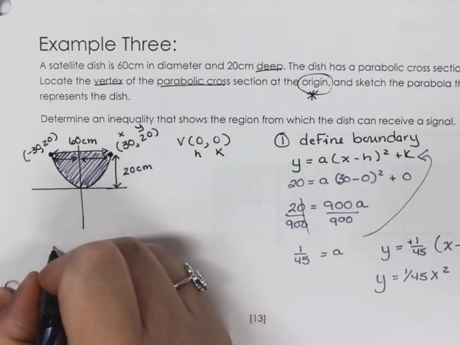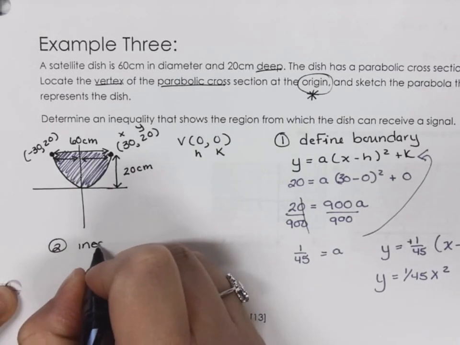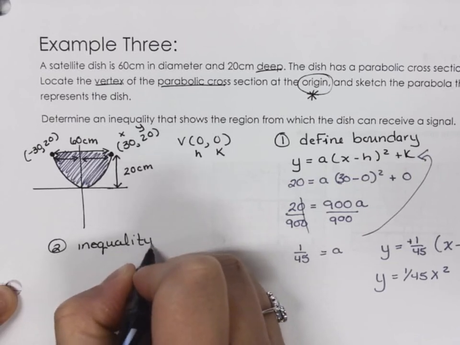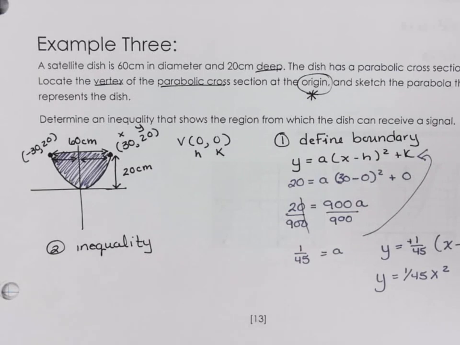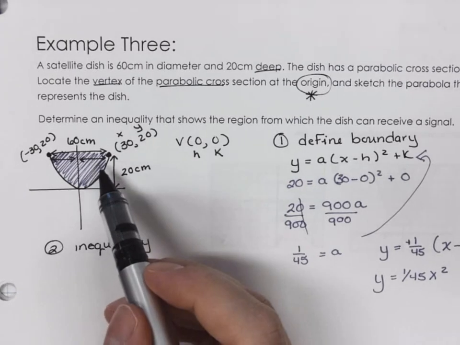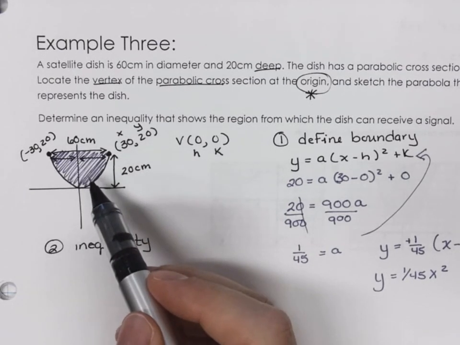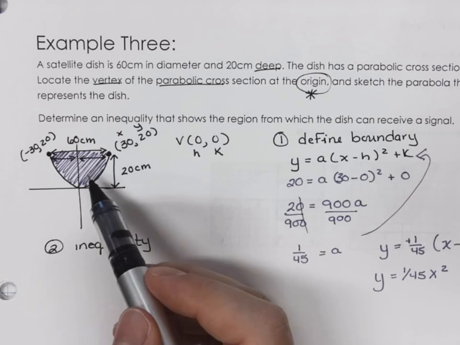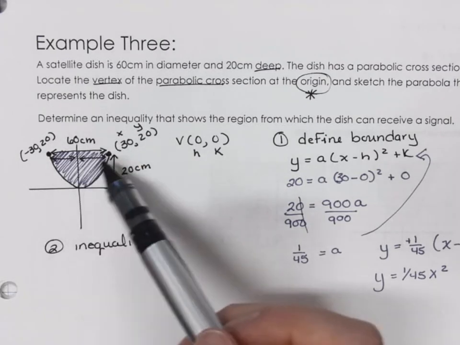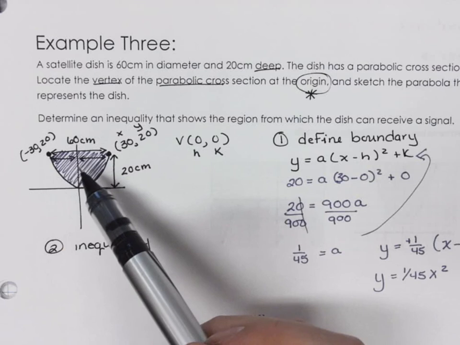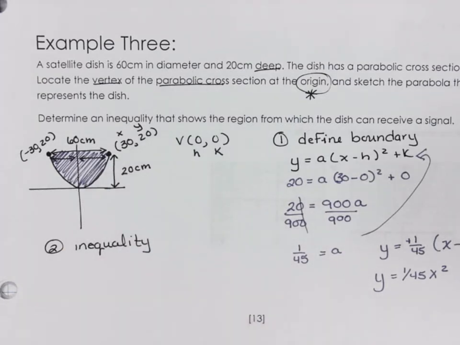Now we have to do step 2, the inequality. So step 1 was define the boundary. Step 2, we're doing the inequality part of it. So we know that this is the shaded region. In order to decide what goes in there, we have to pick a test point. This is where you have to pick the test point specifically in a region. It has to be in the shaded part. Can we do 0, 0? No, because 0, 0 is on the boundary.